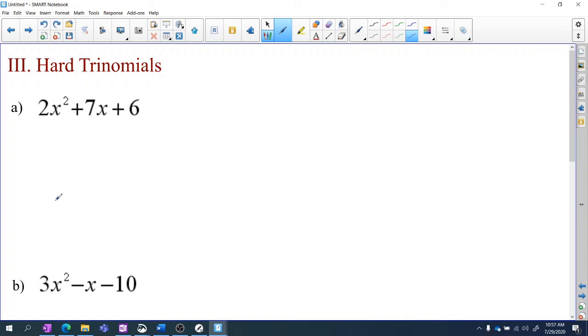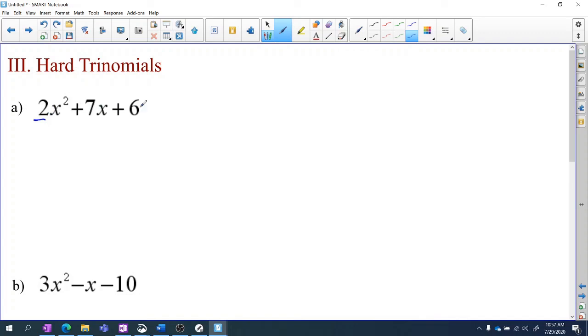Okay, on to a hard trinomial. So hard trinomials are essentially the same layout as the last, with one small exception. The number in front of the x squared is no longer a 1. Now with these ones, you're always going to want to check for a GCF in the beginning, because maybe there's a greatest common factor that will turn it into a simple trinomial. I think I have some later where that happens.